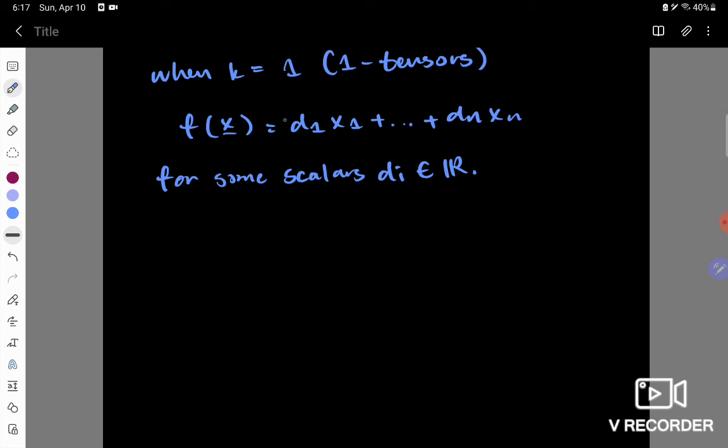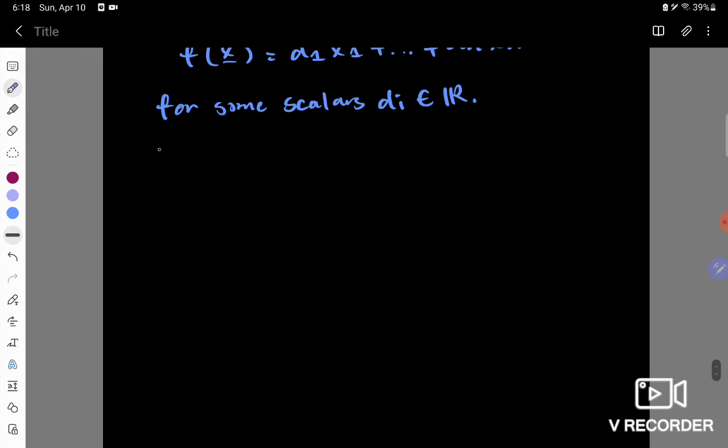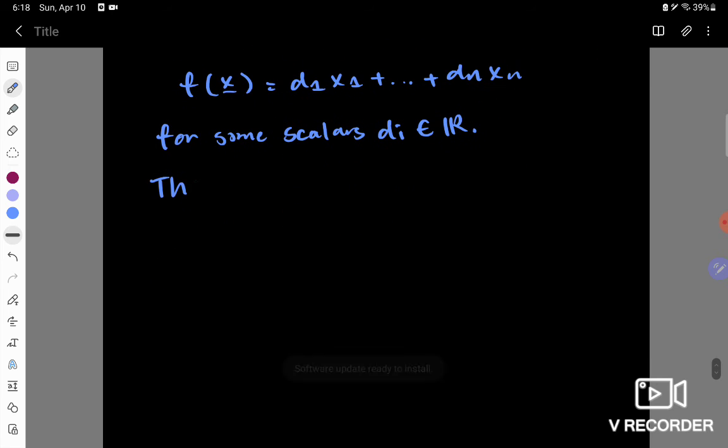So products of scalars times singular components of vectors, and you just have them all broken up into n discrete parts, basically. We'll see how this kind of collation or combinations in terms of sums and products of more than one variable is going to now change the form of k-tensors where k is greater than 1, because let's take the general 2 tensor on Rn. Let's say when k equals 2, we're looking at 2 tensors.